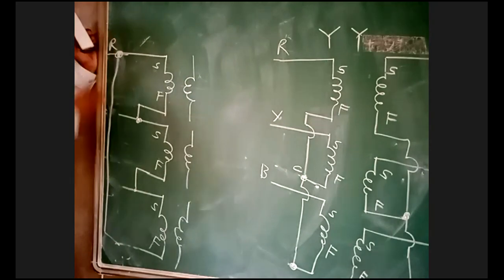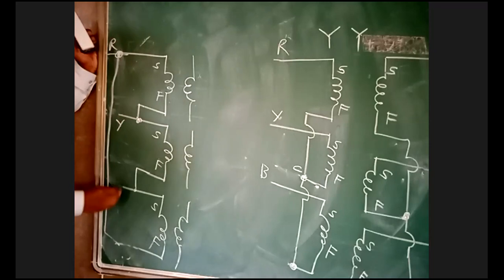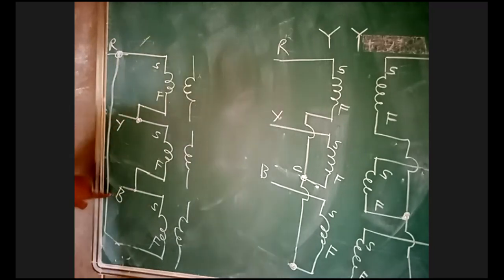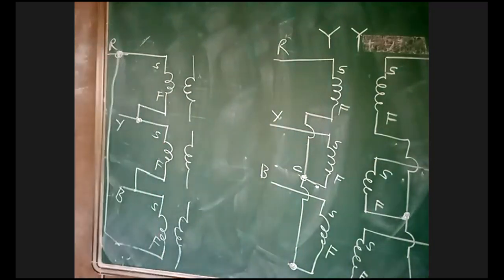This is your R phase, this is your Y phase, this is your B phase. Starting is connected to R phase, starting is connected to Y phase, starting is connected to B phase. This is your delta connection on the primary side. Similarly on the secondary side also.